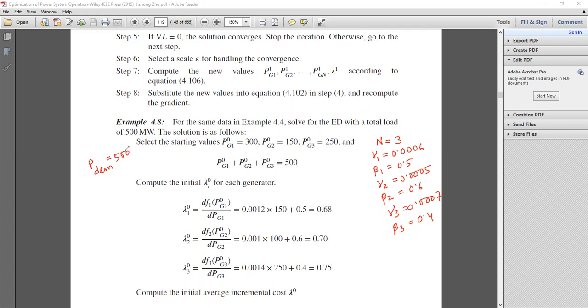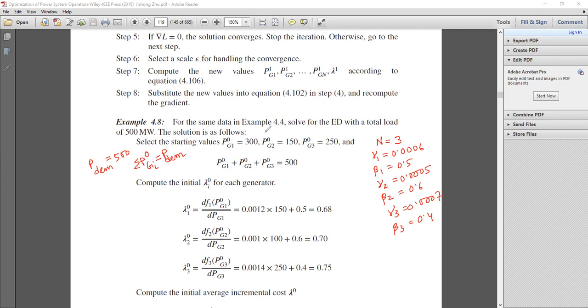So what is the condition? How are you going to start? We are going to start with some values of PGi such that the summation of PGi0 becomes equal to P demand.